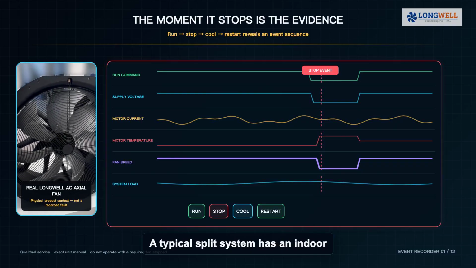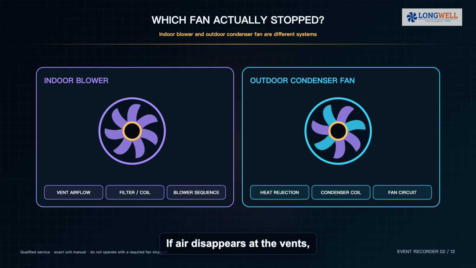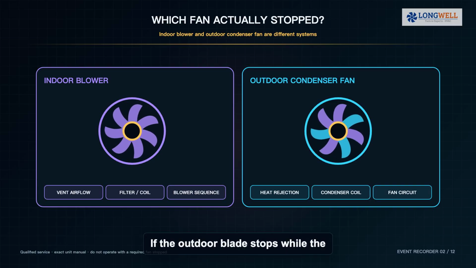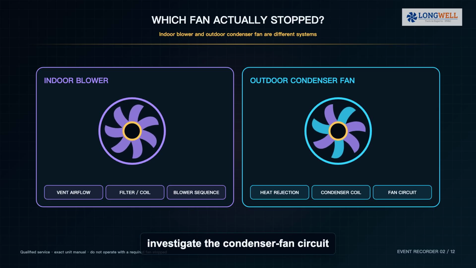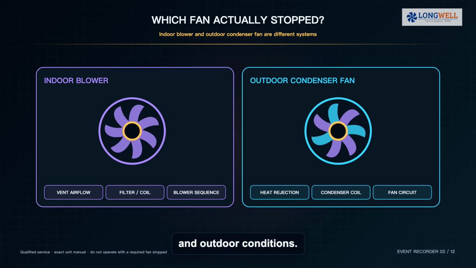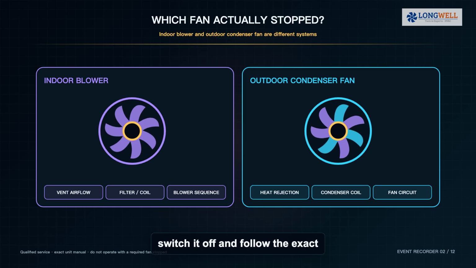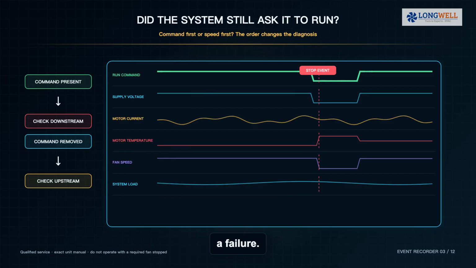A typical split system has an indoor blower and an outdoor condenser fan. If air disappears at the vents, investigate the indoor air path and blower sequence. If the outdoor blade stops while the system is trying to reject heat, investigate the condenser fan circuit and outdoor conditions. Do not keep the unit running with the required fan stopped, switch it off and follow the exact equipment service procedure. First, separate a commanded stop from a failure.